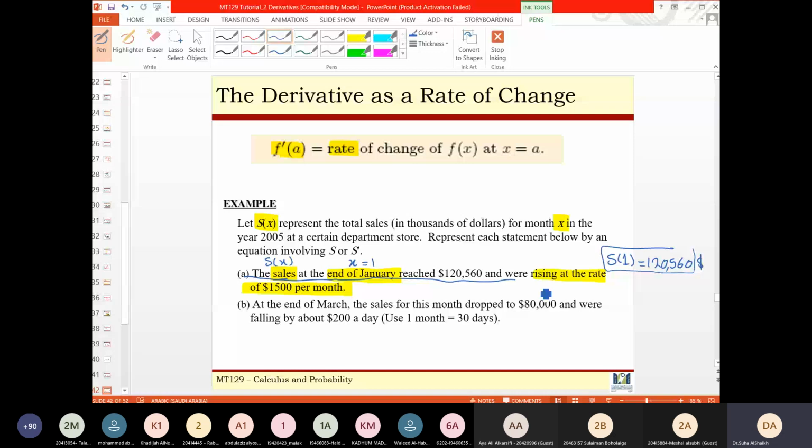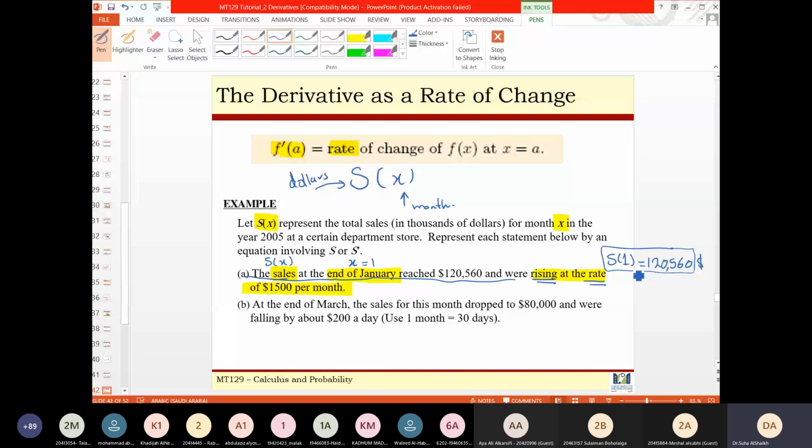The second one is the rising at a rate. What does rate mean? We have the function there, right? The function is S of X. And they told me X means the month, and S means the dollars, the money. They told me in the question. So how can I write that the sales in January will be $120,560? Mathematically, this is how we can write it: S at month 1, in January, meaning the sales in month 1 is this.